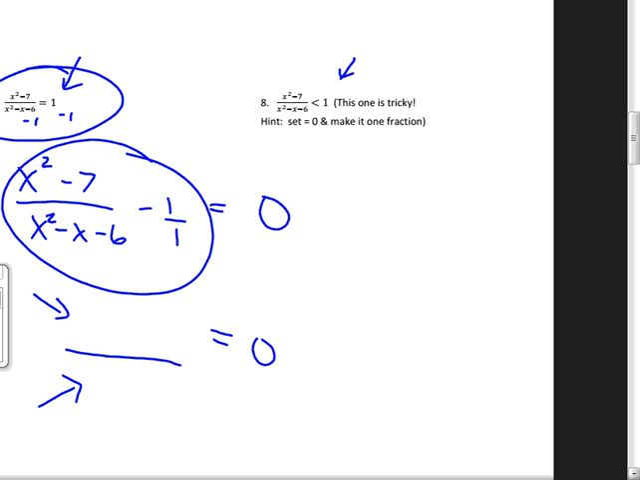Same one here. Got to move that 1 to the other side. Okay? It says, hint, set equal to 0. That means move the 1 to the other side.